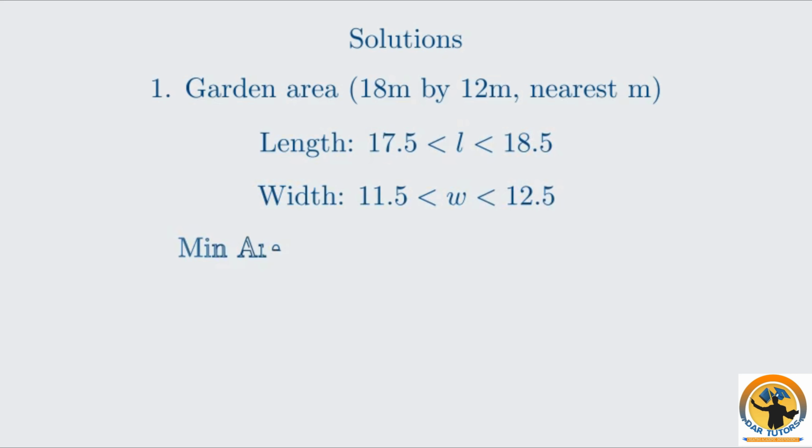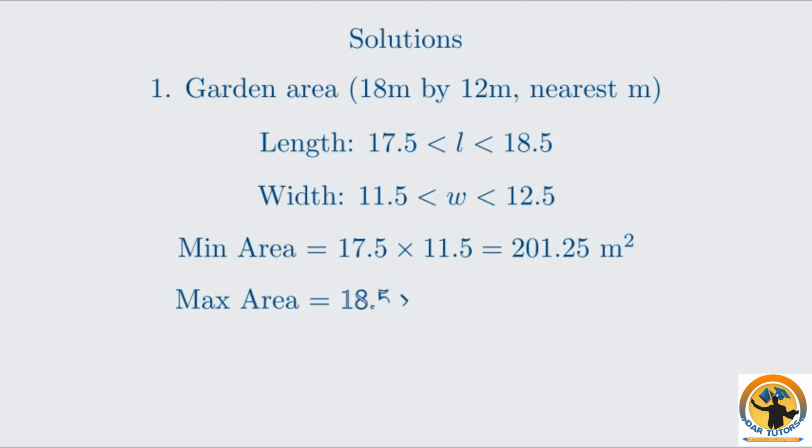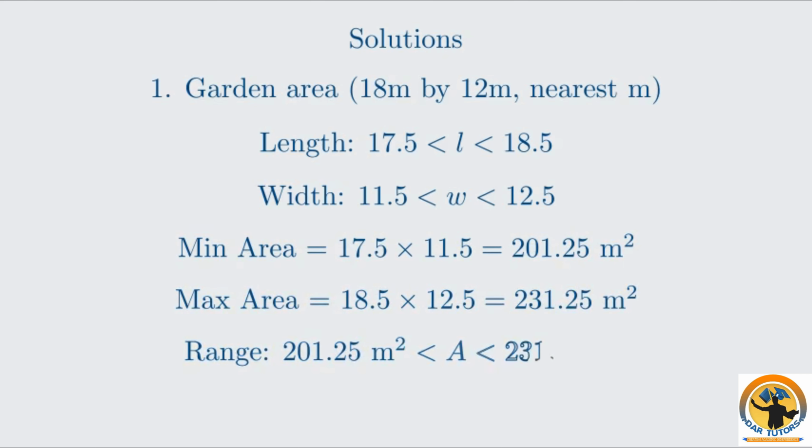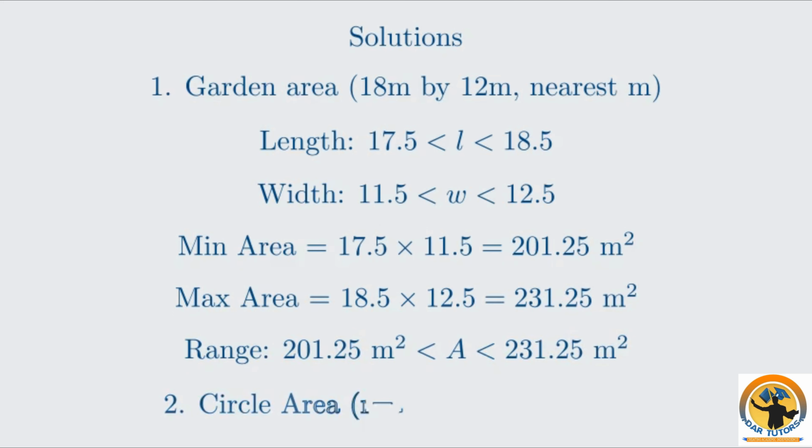To find the lower bound of the area, we multiply the lower bounds, 17.5 by 11.5, which is 201.25. For the upper bound, we multiply the upper bounds, 18.5 by 12.5, which is 231.25, so the area is between 201.25 and 231.25 square meters.